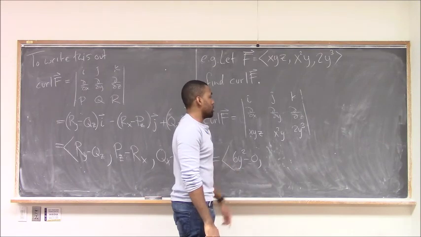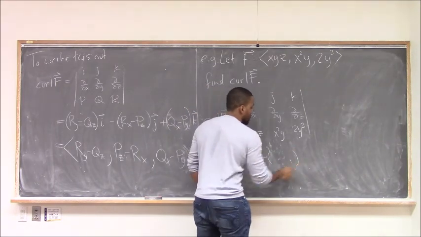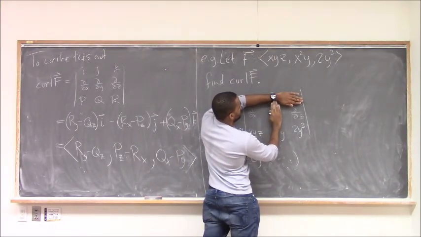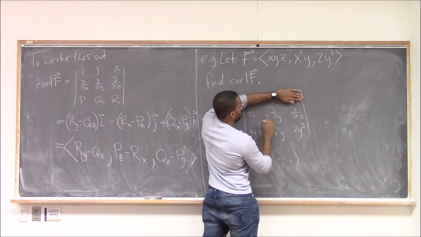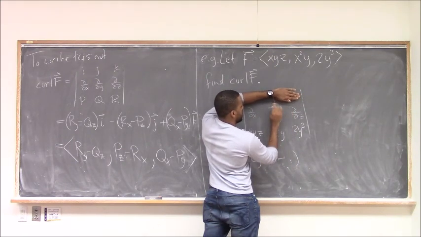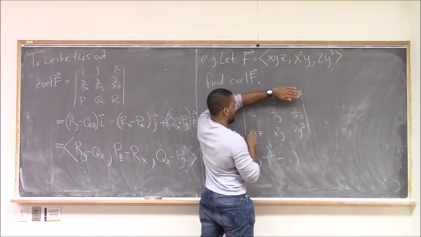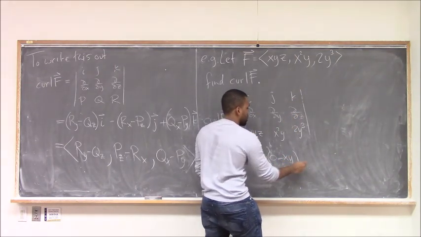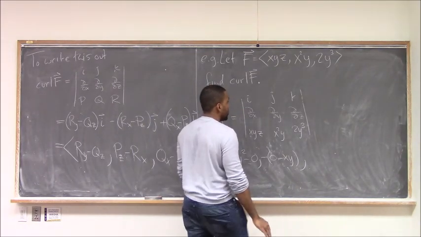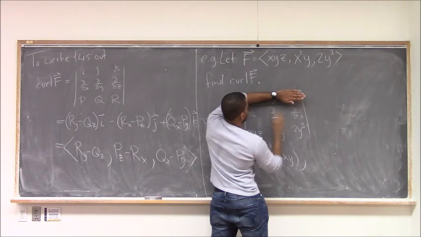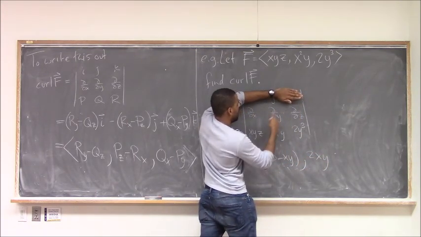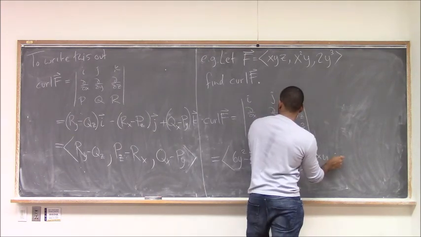Now I move on to the j component, and the j component takes the negative of the result that you're going to get. So in here, you can take the partial with respect to x of this guy, which is 0, minus the partial with respect to z of this guy, which is xy. And for the k component, block out everything in the k row and k column, partial with respect to x of this guy, and partial with respect to y of that guy, minus.